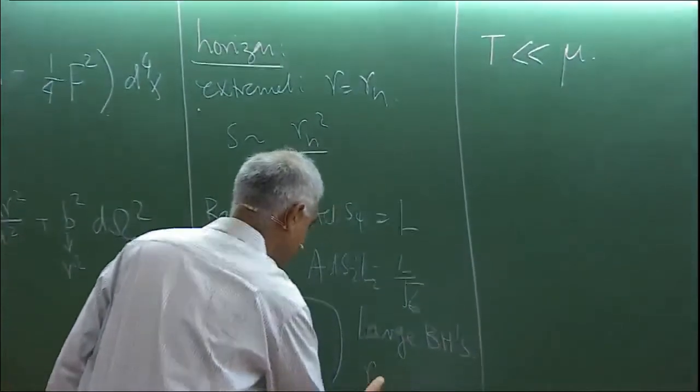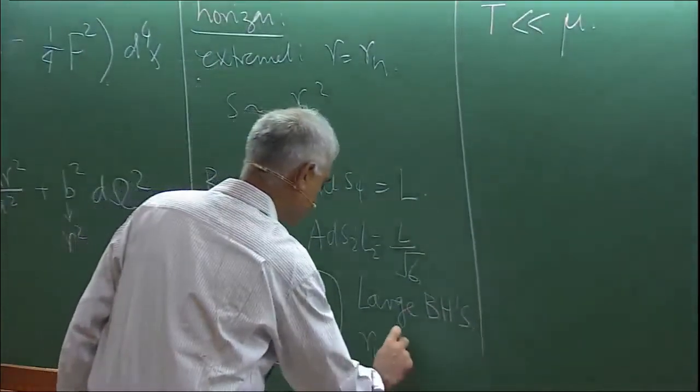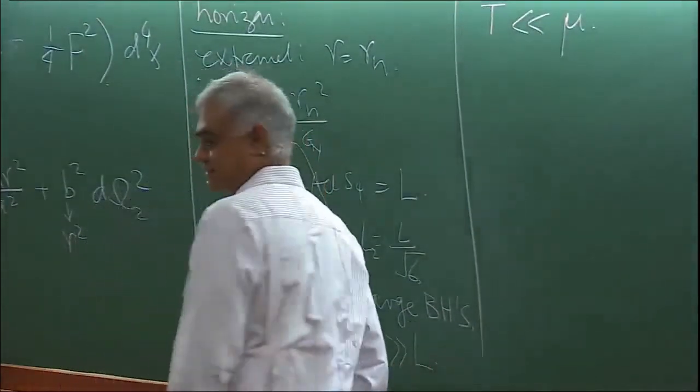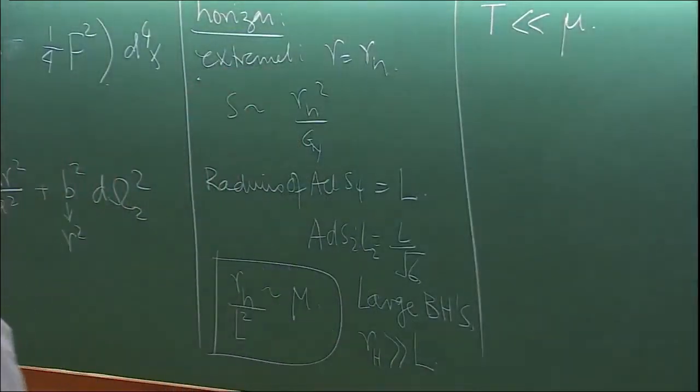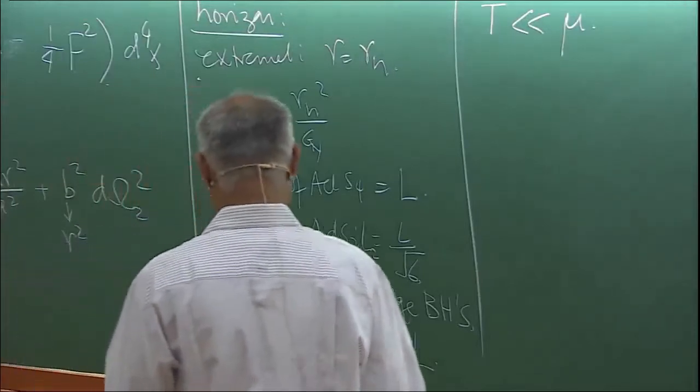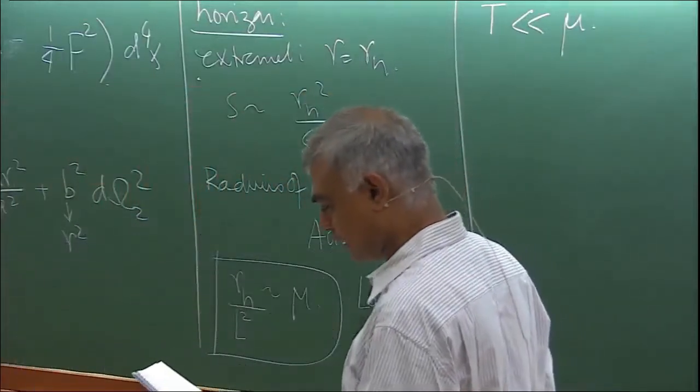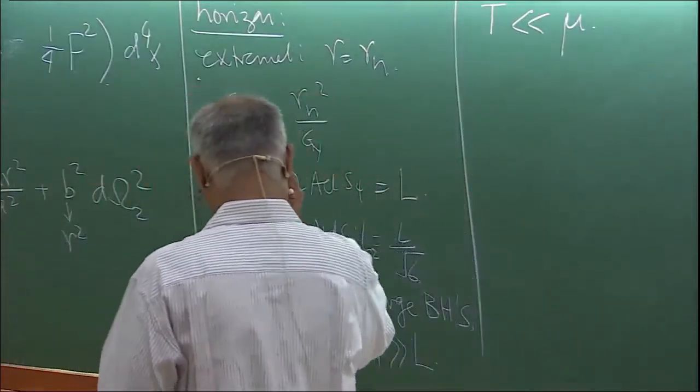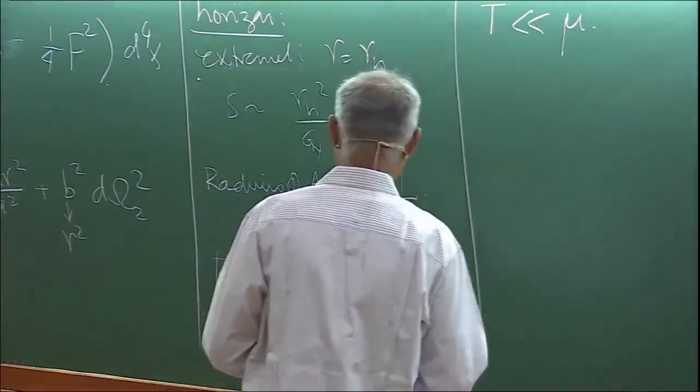Where the radius is very much bigger than L. And for those black holes, this is true. Otherwise, you go over into the flat space intuition. That's right. Okay, so we look at temperatures very much smaller than mu.